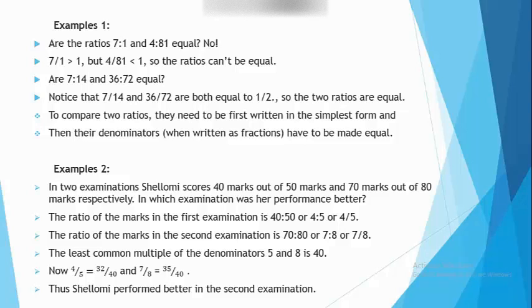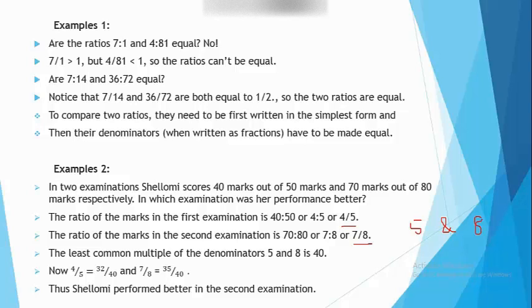The least common multiple of the denominators 5 and 8 is 40. These are the two fractions of the ratios of the marks Shalami has scored. The denominators are 5 and 8, so what we do is find the least common multiple of 5 and 8 so that we can compare using the same denominators, which is 40.